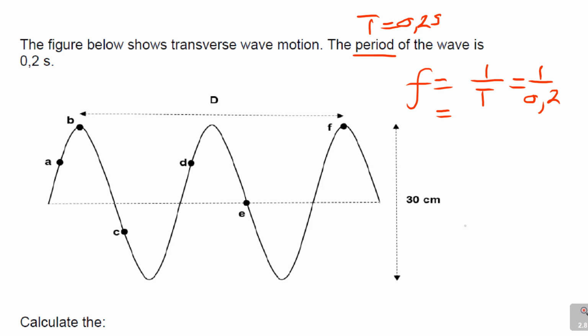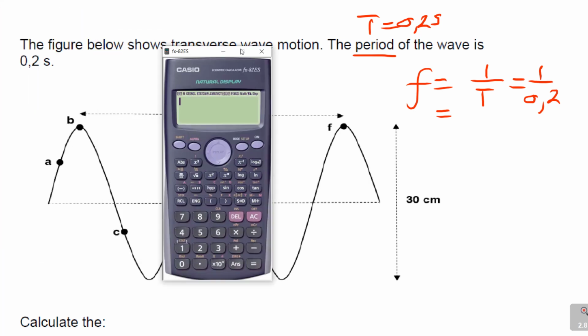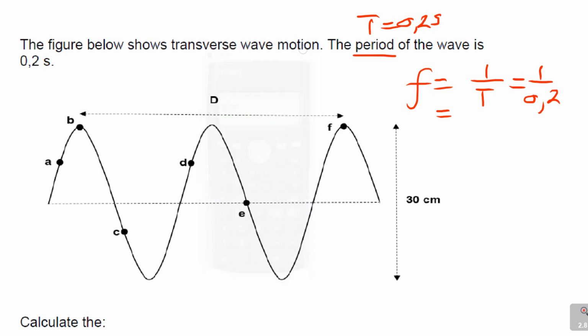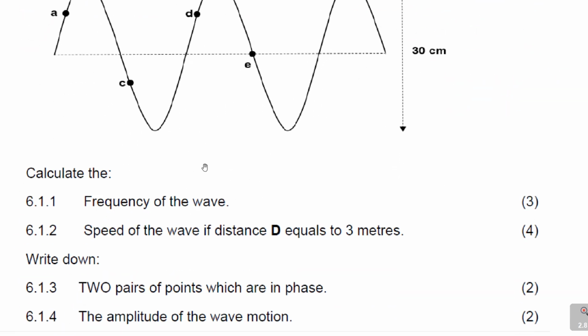You must always remember that formula. Frequency is inversely proportional to what? To period. So this is 1 over 0,2, which is 5. So frequency is 5. How do you measure frequency? It's in hertz. Are you with me? Next question. That was 3 marks.